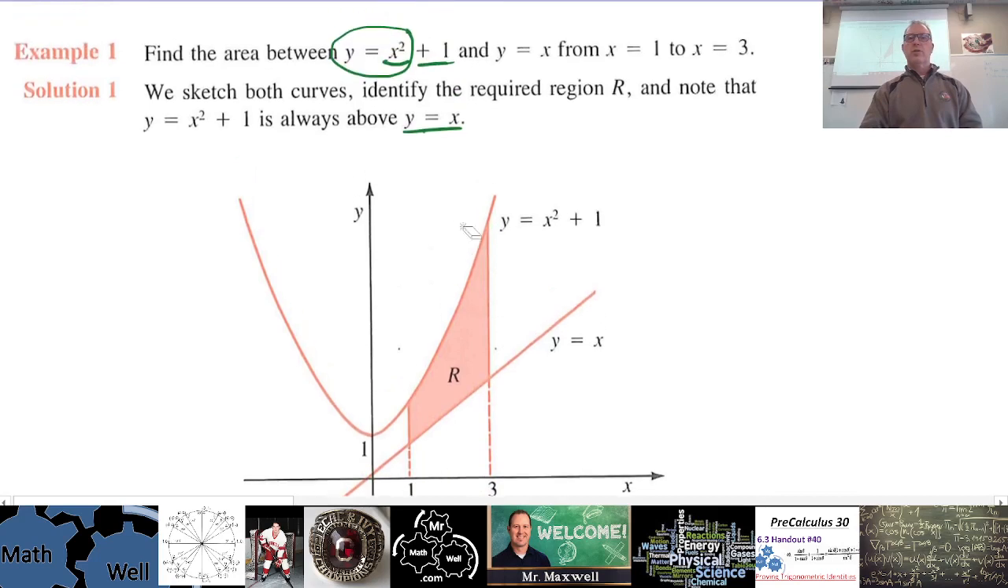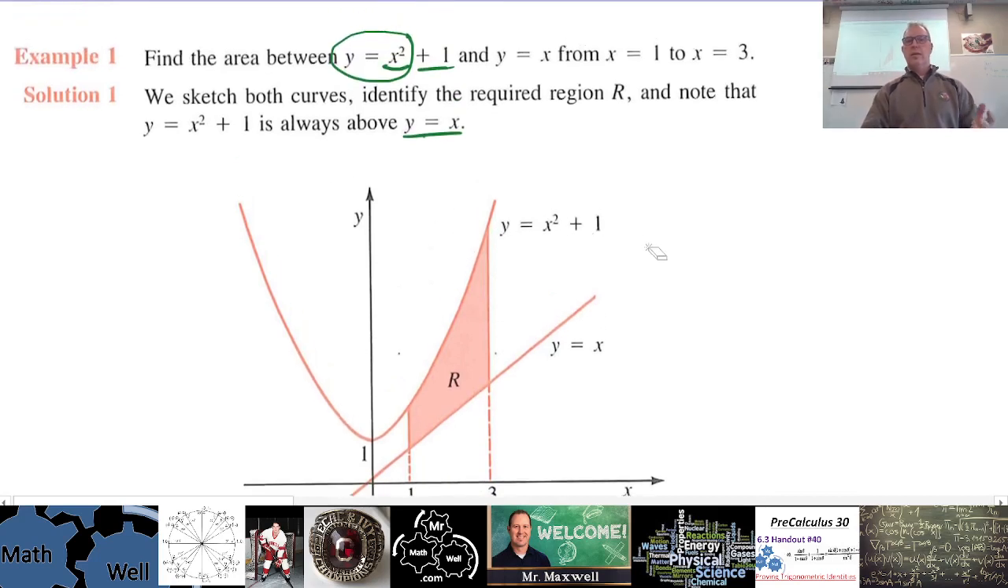So the start of the solution is here on the screen. Let's take a look at what they say. We sketch both curves, identify the required region, and note that the parabola x squared plus 1 is always above y equals x. That's very important. That's what we need to understand: which one's on top over this interval? If they overlap, like if they switch being on top for some reason, then we have to split that region into at least 2 parts to find them separately, because this method only works when we know what the function is on top.